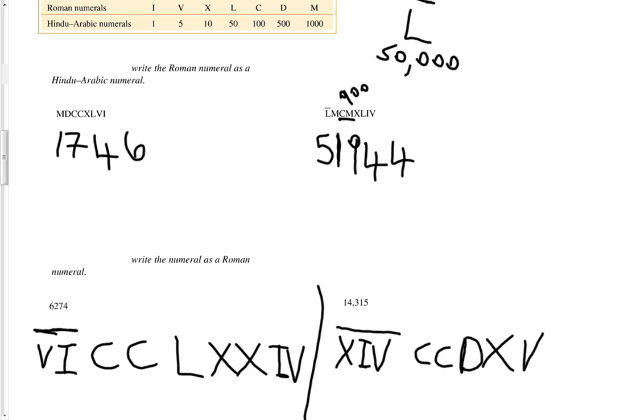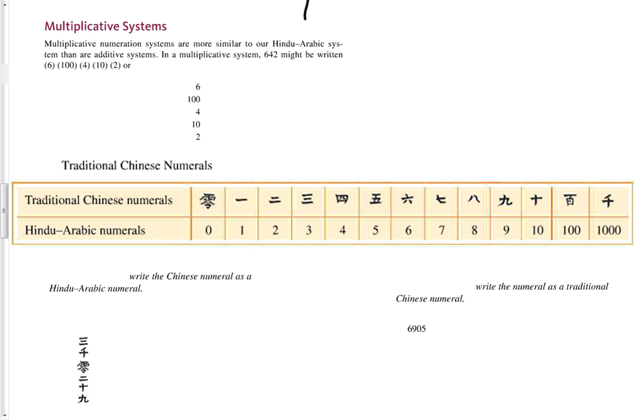Let's take a look at another system. Actually, it's not just a different system, it's a different kind of numeration system. Now, multiplicative numeration systems are more similar to our Hindu-Arabic system than additive systems are. For instance, in a multiplicative system, we have numerals being multiplied by numerals that represent a power of some base. In our Hindu-Arabic system, our place values actually represent powers of the number 10. And the same thing with this traditional Chinese numeration system.